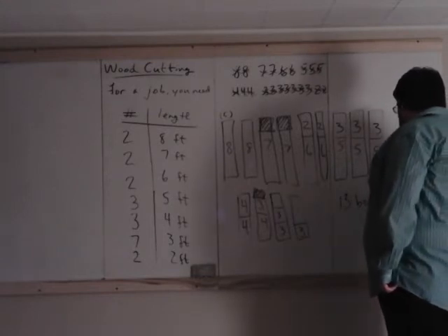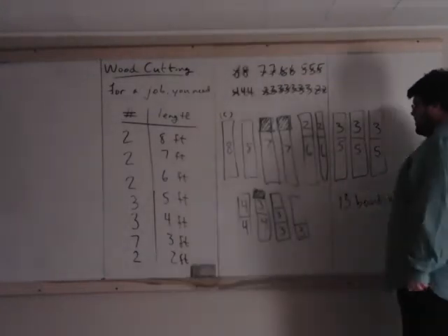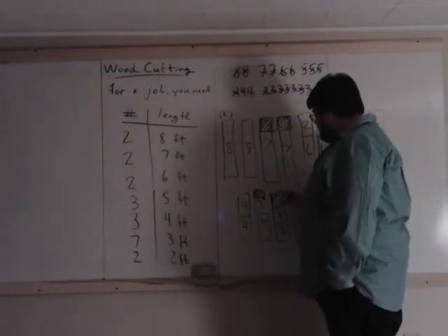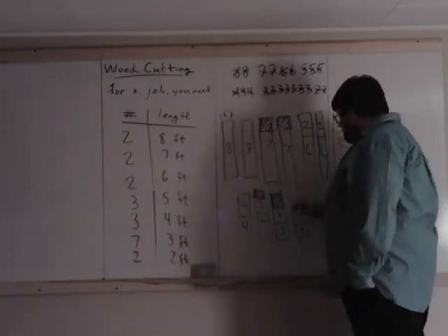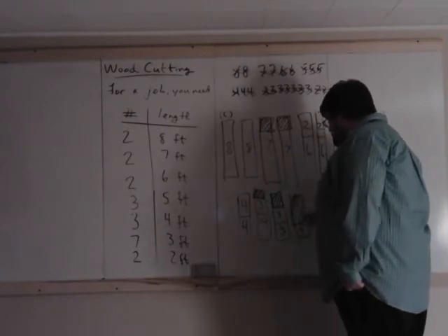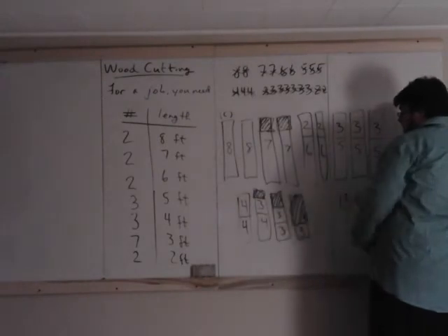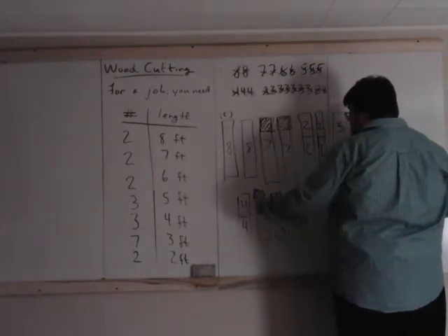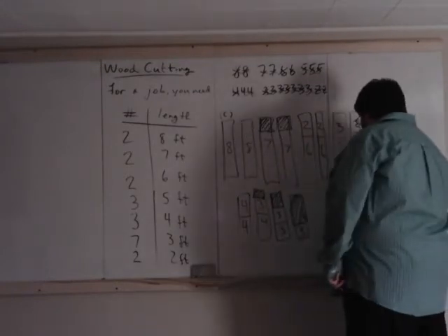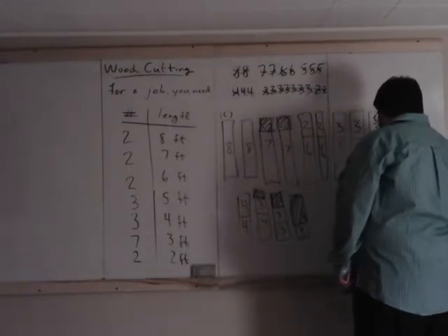How much excess wood? Well, look at all of this excess wood. 2-foot piece there. Look at this. This is a 5-foot piece not used. So we have 5 feet, plus 2 makes 7, plus 1 makes 8, plus 1 more makes 9, plus 1 more makes 10. 10 feet of excess wood in this case.